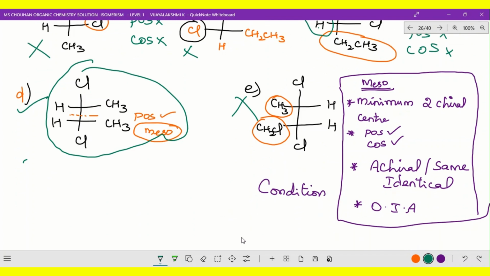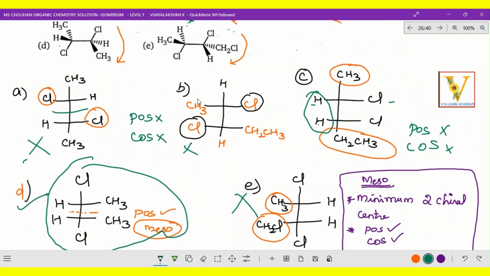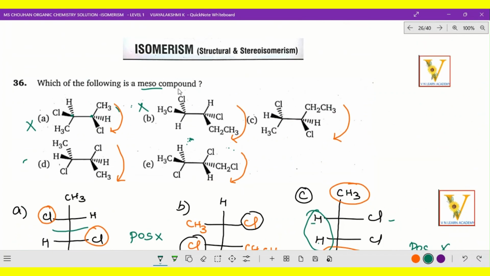And one more point, all optically inactive compounds need not be meso. So optically inactive is mandatory for a meso compound, but all optically inactive compounds need not be meso. I hope you got the clarity on this idea for you to remember. Yes, fine. Come on, let's go to the next question.